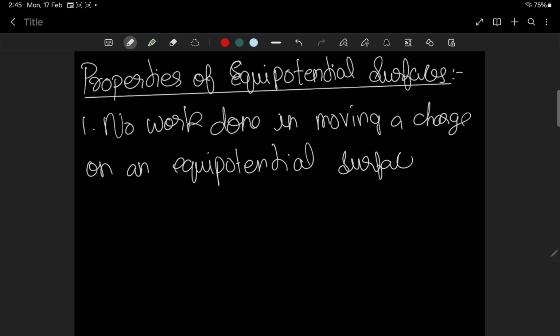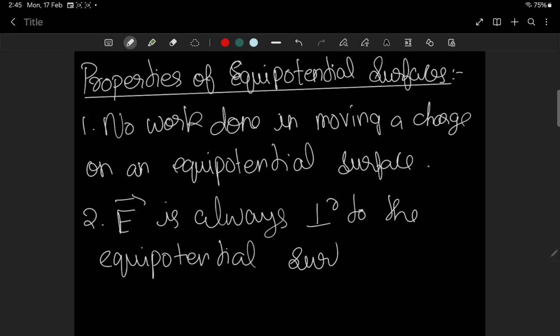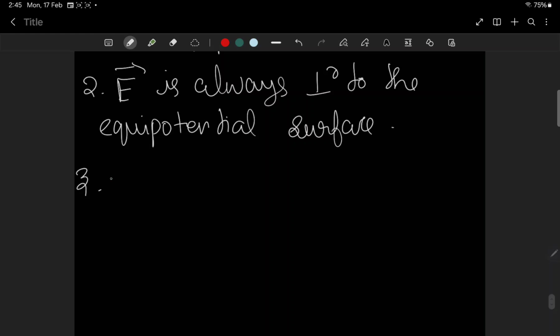Now, electric field is always perpendicular to the equipotential surfaces. We already told that electric field is always perpendicular to the equipotential surface. Another fact is that we are going to write the same statement in another way. What? Equipotential surfaces tell us the direction of electric field.